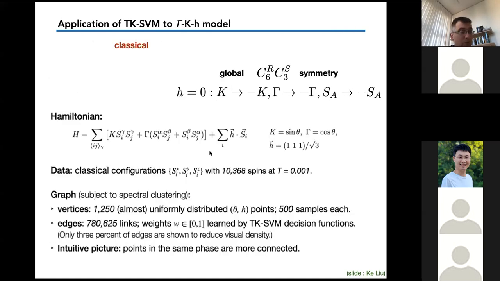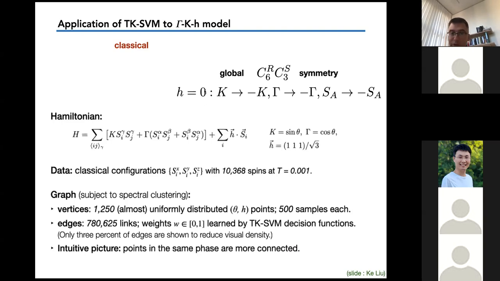Okay, so what did we do? We, of course, went back to classical physics, because that's all we can do at the moment, and we studied this pure gamma K model. So it's a Kitaev K coupled with a gamma, and we look at all parameters. We also had a field in the 1-1-1 direction. Now, this model has a special symmetry, namely, it has a global C6R C3S symmetry: if you rotate from one of the links of the hexagon to the next, and you at the same time permute the spin indices x, y, z, you have a symmetry.